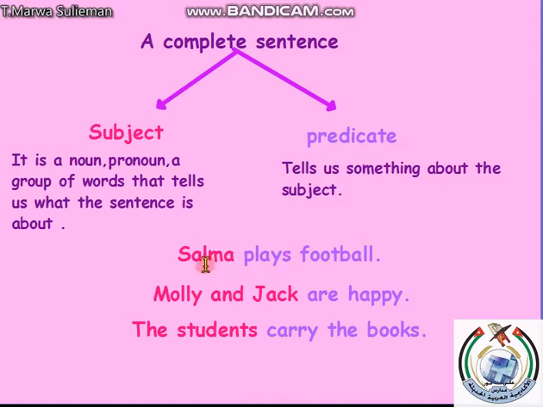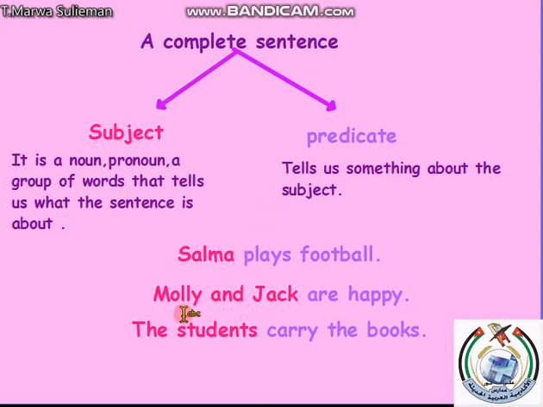Number 1. Selma plays football. Where is the subject? Or what is the sentence about? About Selma. Excellent. Selma is the subject. Plays football is the predicate. It tells us about Selma. So, Selma is the subject and plays football is the predicate.